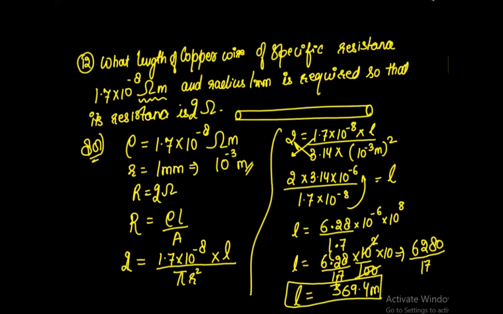Chaliye. Quickly copy, beta. Why are you taking so much time? Then it is simple calculation. Okay. Done. Next question. This is very easy. Question number 13. Let's see.